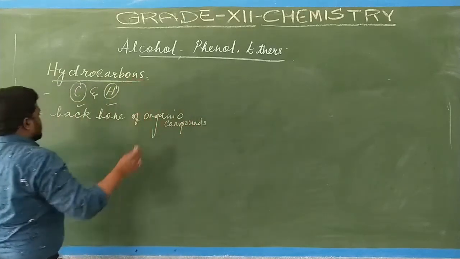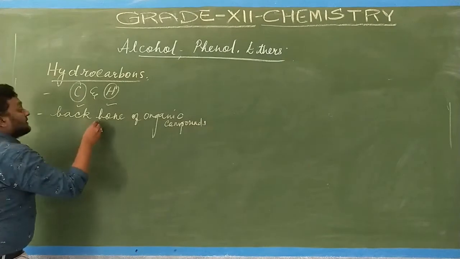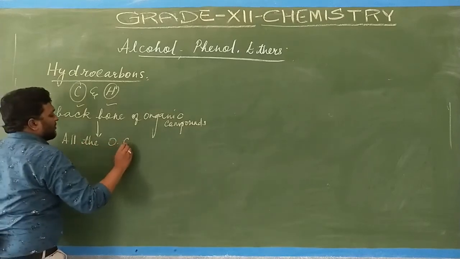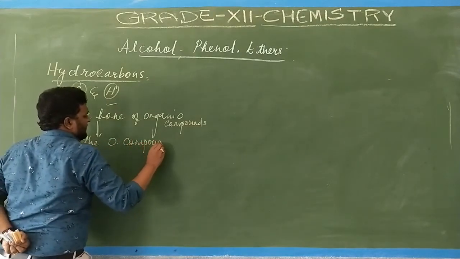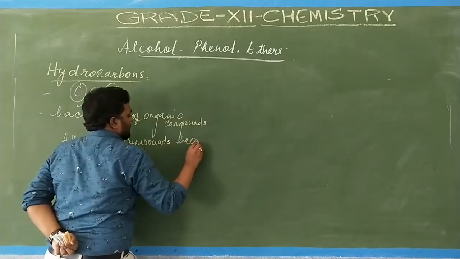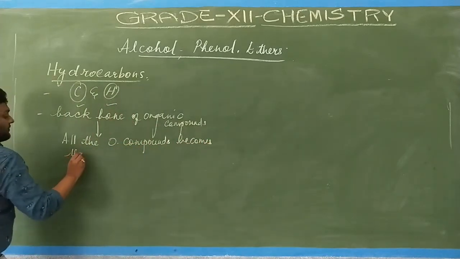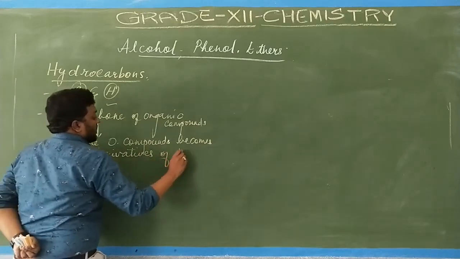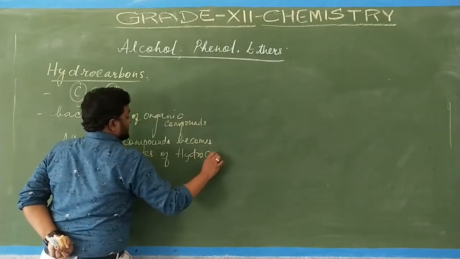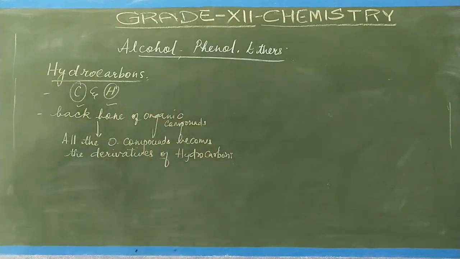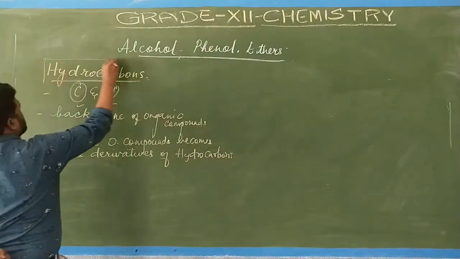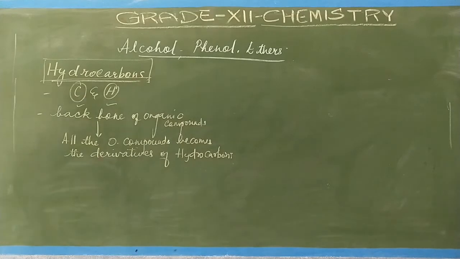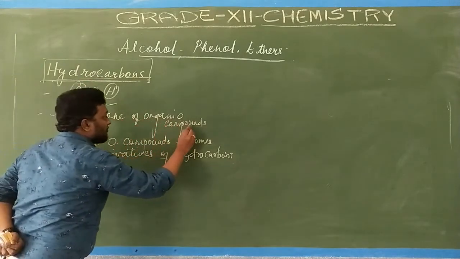Since it is the backbone of organic compounds, that shows all the organic compounds become derivatives of hydrocarbon. Can you understand the meaning of what I am telling now? First I started with hydrocarbons. What are hydrocarbons? The organic compounds containing carbon and hydrogen are called hydrocarbons. These hydrocarbons are considered the backbone of organic compounds.